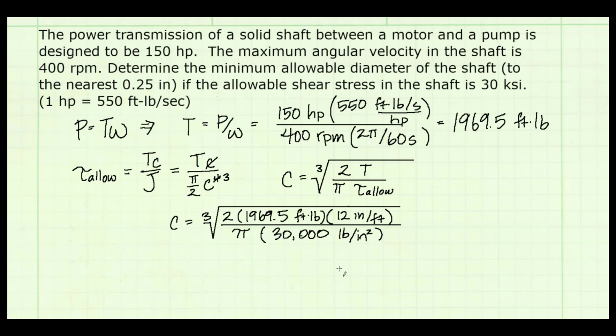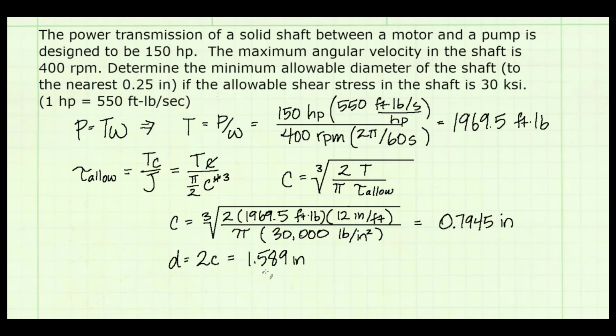Now substituting in the variables, our torque is in foot-pounds, so we need to convert it to inch-pounds by multiplying by 12. Our allowable shear stress was 30 ksi. We need to convert it to psi. Solving for c, I get that it is 0.7945. Remember that c is the radius. We are asked to find the minimum allowable diameter. And multiplying our radius by 2, I find the diameter is 1.589 inches.